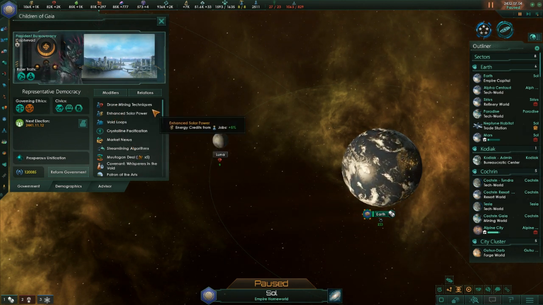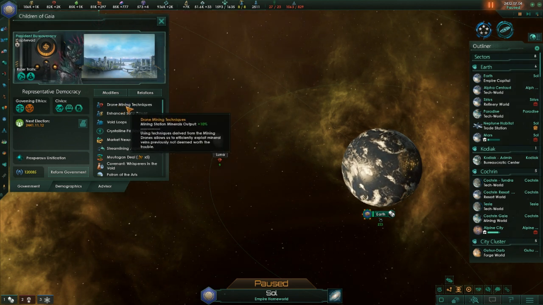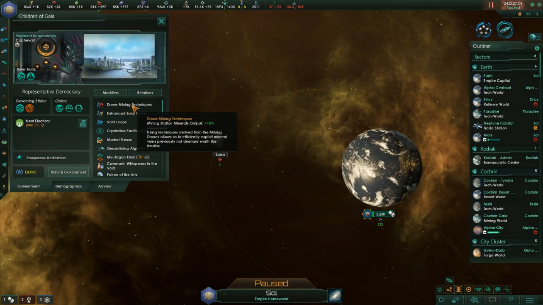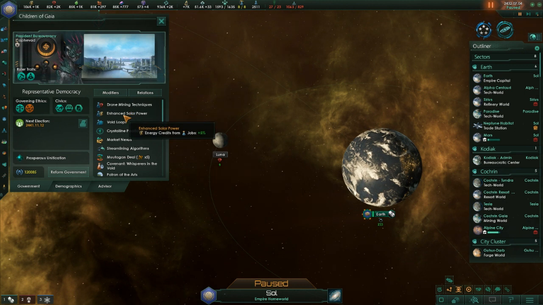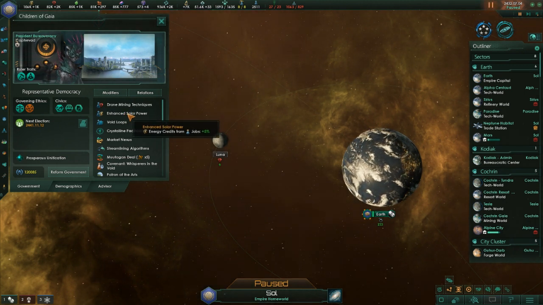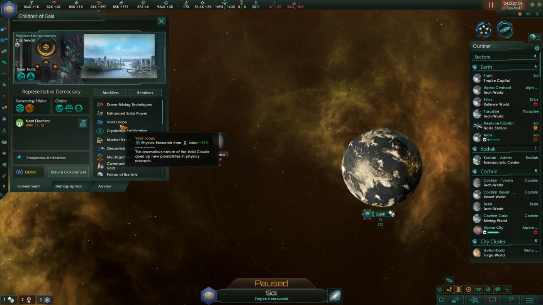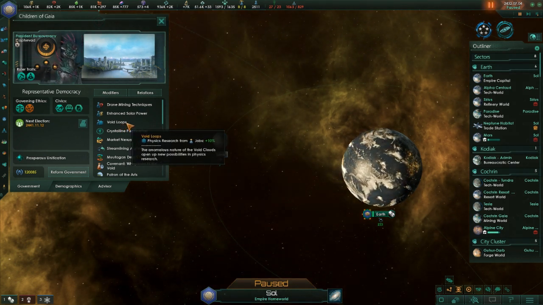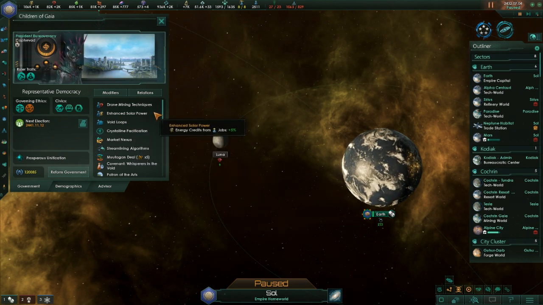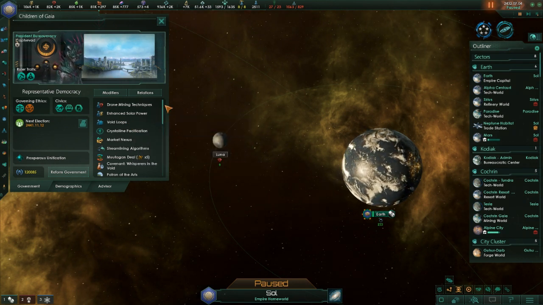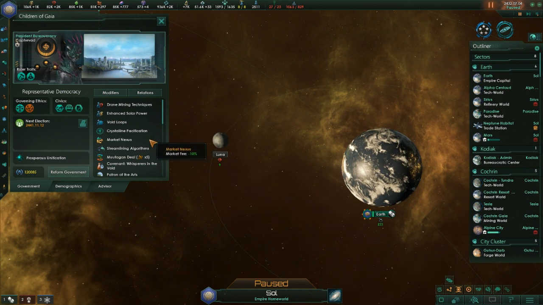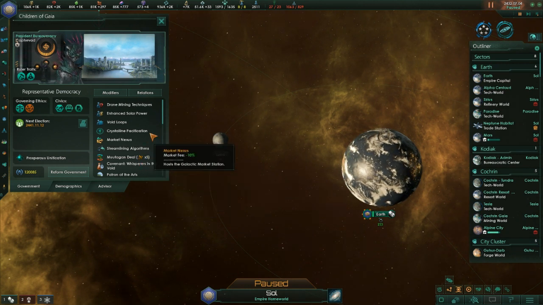I got some drone mining techniques that gave me plus 10% to my minerals. Enhanced solar power, which gives me plus 5% to my energy credits. I have something called void loops, which gives me plus 10% to my physics research. These are little things you get mostly from anomalies that you research, and it goes, oh, you get this little bonus for the rest of the game. And that's what all these are about.